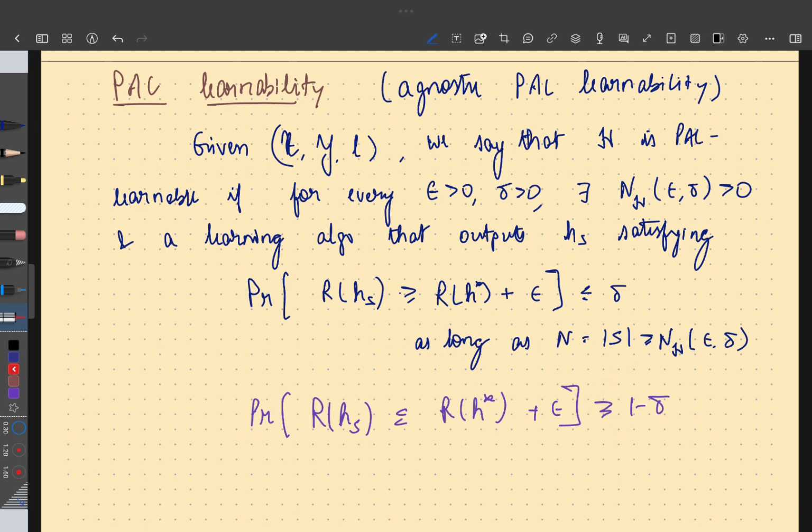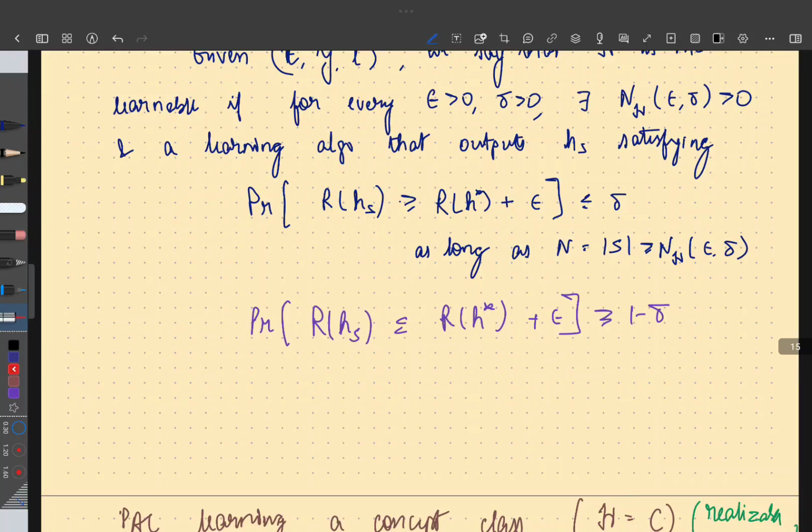Now if the hypothesis class is a Glivenko-Cantelli class, or if it satisfies uniform convergence, then the empirical risk minimizer is guaranteed to achieve this. You can choose h_S to be the empirical risk minimizer corresponding to the hypothesis class H. Does that make sense?